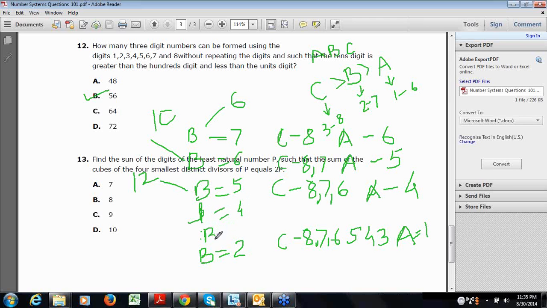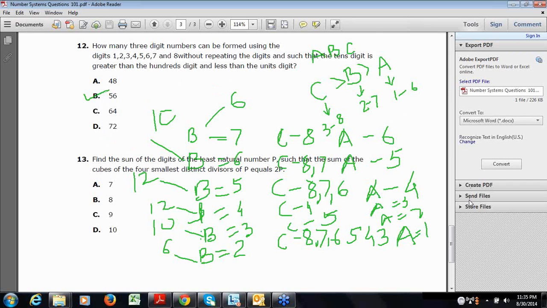B is equal to 3. So C can take 4 value. C can take 5 value. A can take 3 values. And A can take 2 values. So 4 into 3 again 12 here, 5 into 2 10, 6 into 1 6. So it is 6 plus 10 plus 12 plus 12 plus 10 plus 6. So 12 plus 10 plus 6, 28, 28 into 2, 56 will be the answer.